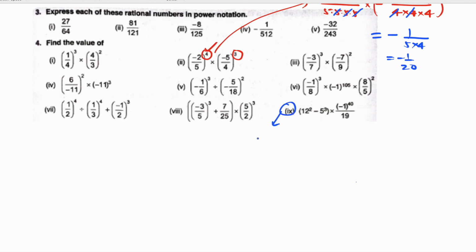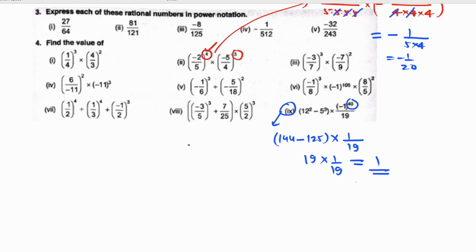This one. This is 12 to the power 2, 5 to the power 3. So first we have to open it. 12 into 12 is 144. 5 to the power 3 is 125. We have to multiply this, and minus 1 to the power even number becomes 1, and this is 19. Subtract this. 14 minus 5 is 9, and 3 minus 2 is 1, and this is 1 by 19. So it is cancelled out.